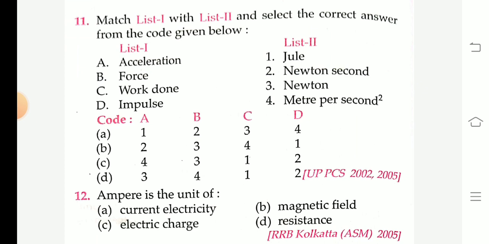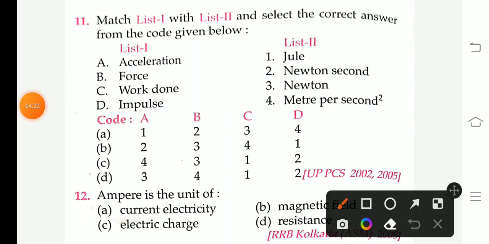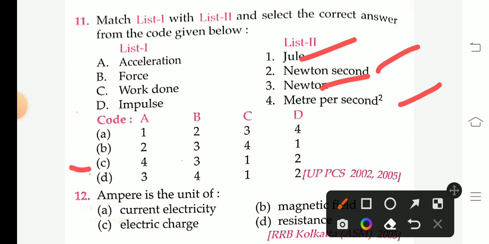Now match list 1 with list 2 and select the correct answer from the code given below. Acceleration, meter per second square; force, newton; work done, joule; impulse, newton second. Right answer is option C.